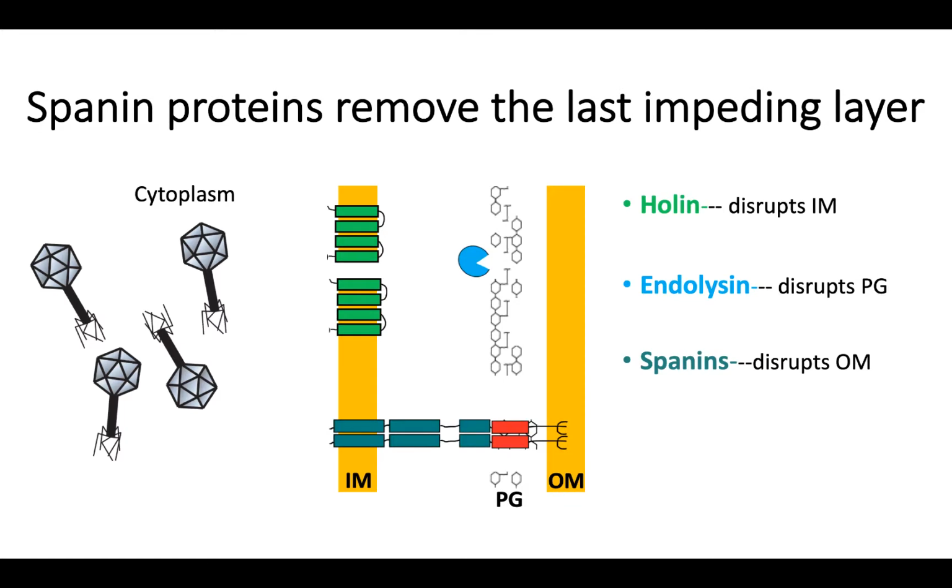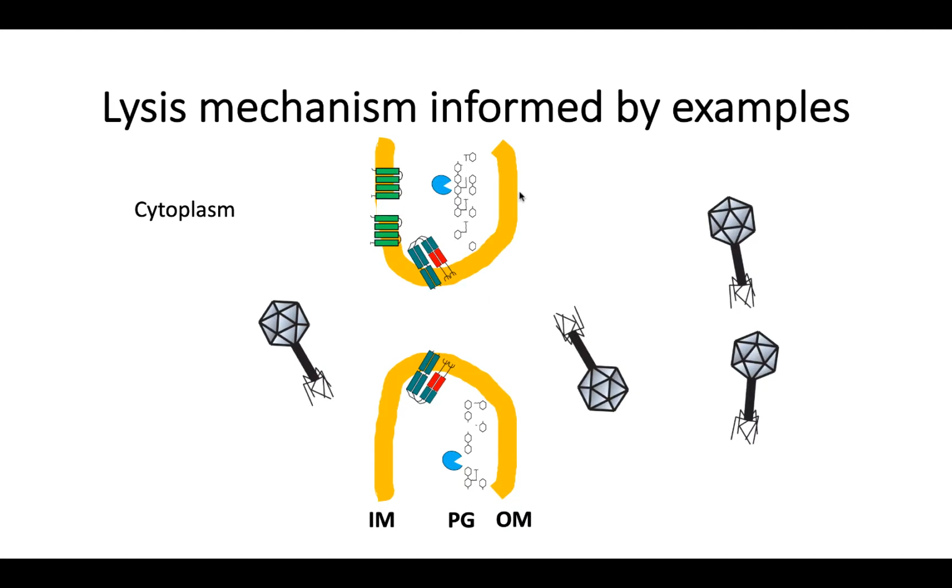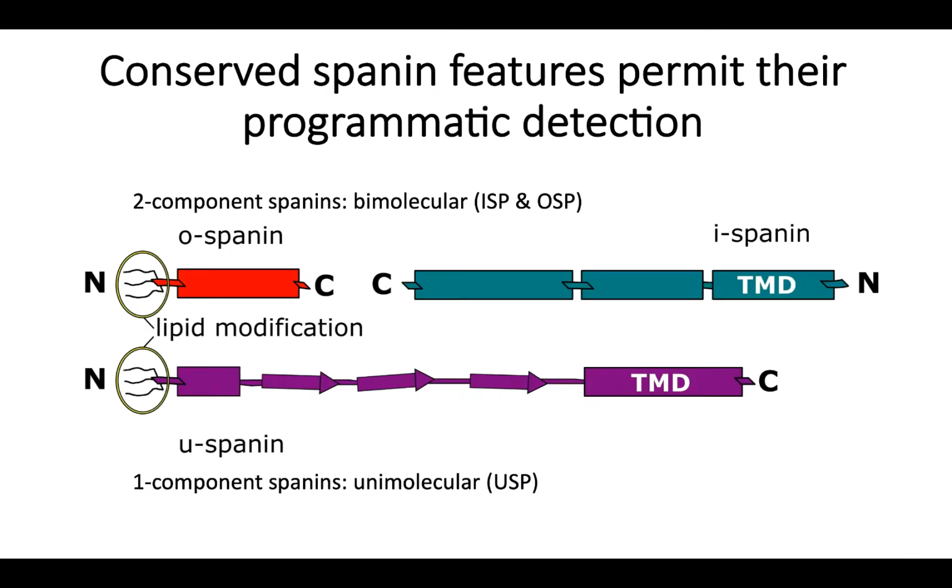Phages encode specific proteins for each of those barriers. These are the three main classes: the holins, endolysins, and spanins used by tailed phages. We're going to focus today on the spanins, which disrupt the final barrier in a rather unique mechanism that we'd like to understand more biologically, which is where the bioinformatic part of this project comes in. We need more examples to look at.